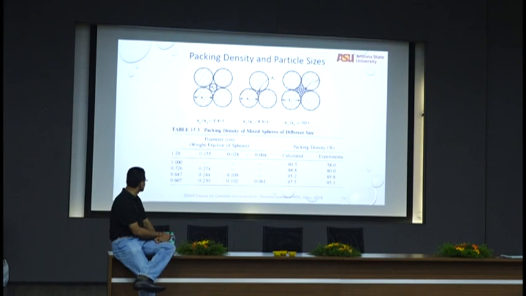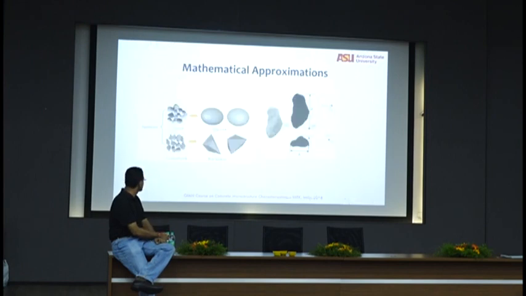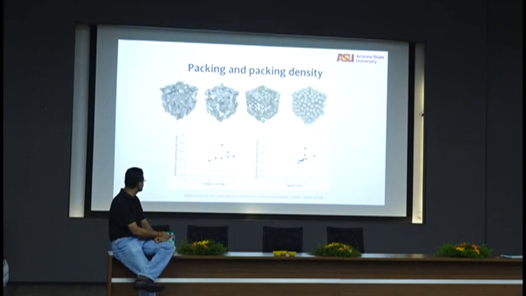Packing density and pore sizes are the same thing that I talked about. Random packing. So if I start to do it, often the packing density is 66.9%. In reality, particles are not very spherical, so that will also affect the packing density. So this is packing of particles of a log normal size distribution. If you have approximations, you can make them ellipsoids, you can make them polyhedrons, and you can make some approximations like that to do computer models. And then you can stack all those particles.